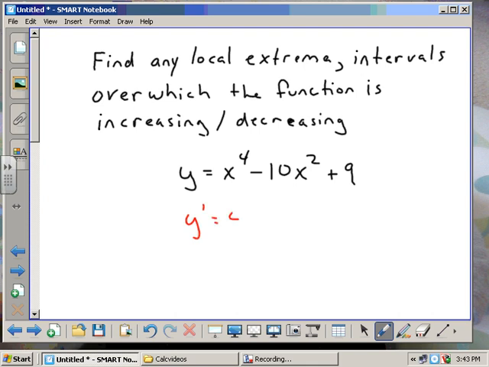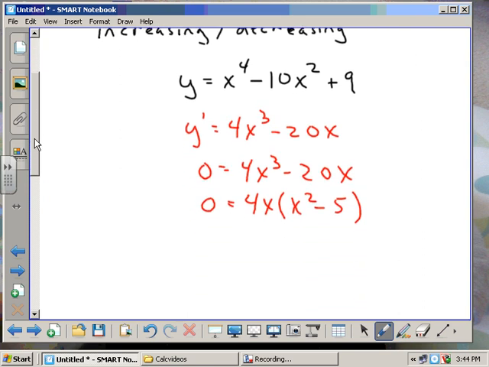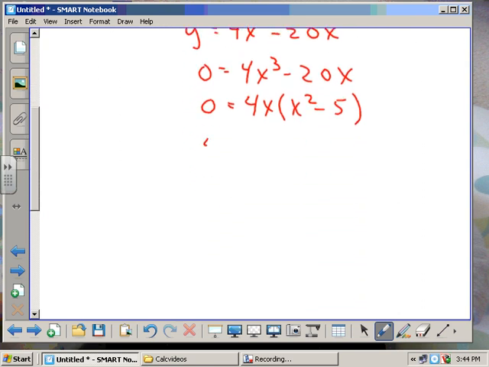So first derivative equals 4x cubed minus 20x. We'll set this equal to 0, and we can solve it. Looks like it's factorable, so we'll factor out a 4x, leaving us with x squared minus 5. Next, let's apply the zero product property. So we learned that x is 0, and x equals plus or minus the square root of 5.